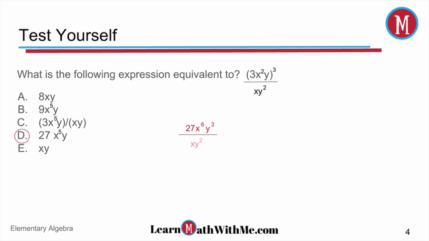We want to divide that through by our denominator, x times y squared. Now remember, when we divide exponents, we subtract. So we're left with our 27 x to the fifth y.